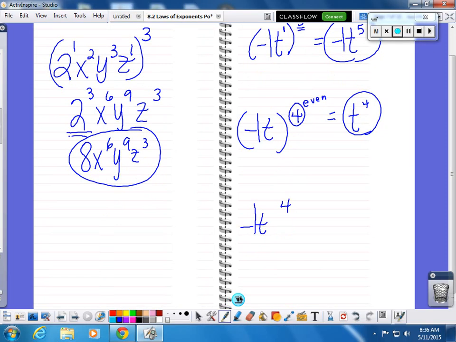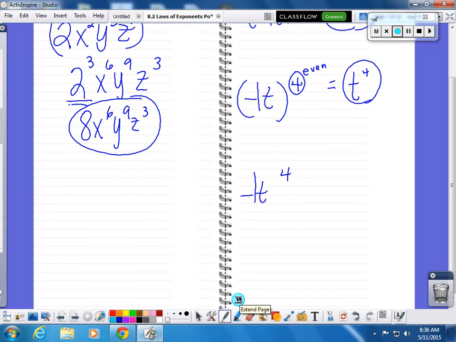Another thing I need to show you is that there are no parentheses here. So the only thing that's to the 4th power is that t. And you can write it this way or you can write it that way, but that can't simplify any further. That -1 is not part of what's being taken to the 4th power.